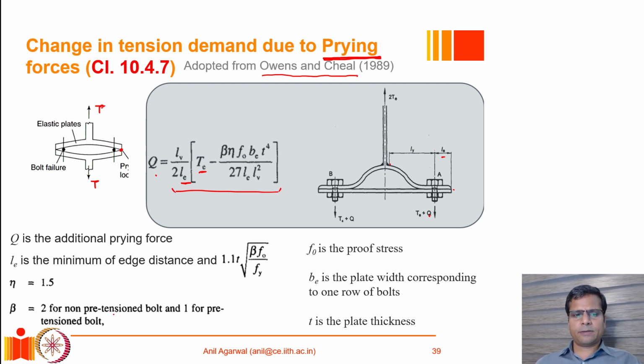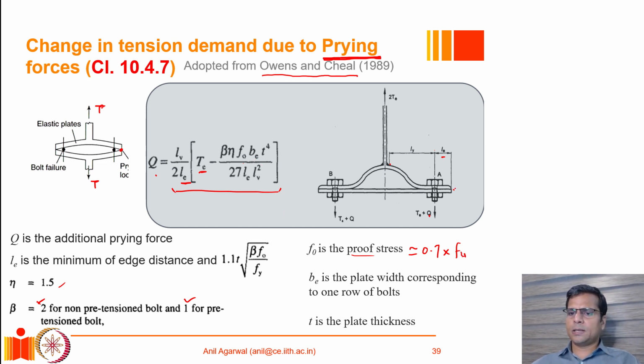Beta is a factor which depends on whether the bolts are pre-tensioned or not. So if the bolts are non-pre-tensioned, beta can be taken as 2. If the bolt is pre-tensioned, beta will be taken as 1. Another factor, eta, has a constant value of 1.5. F0 is the proof stress, the level of proof stress in the bolt. So we know the proof stress is typically taken as 70% of FU value. So that's what F0 will be.